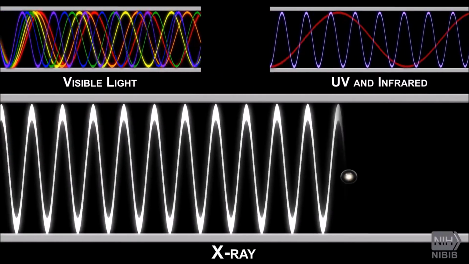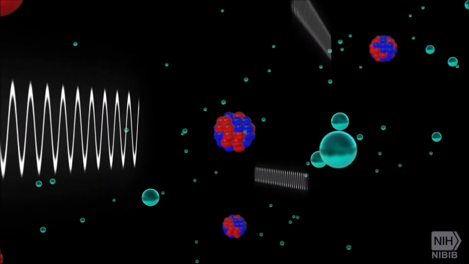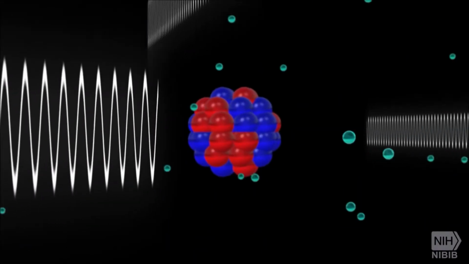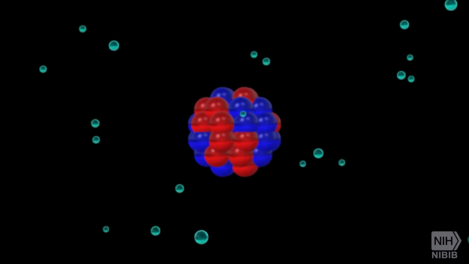X-rays have very short wavelengths that, unlike visible light, are able to pass right through most tissues in the human body. Since bones contain calcium, a denser material than most other tissues, they are able to stop some of the X-rays and can thus form a shadow.